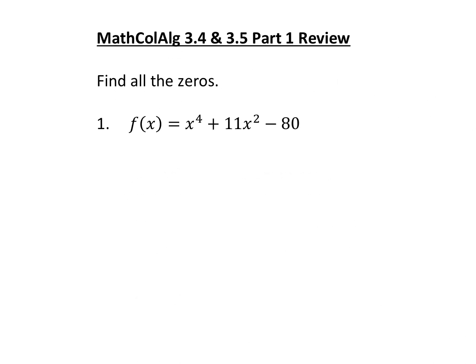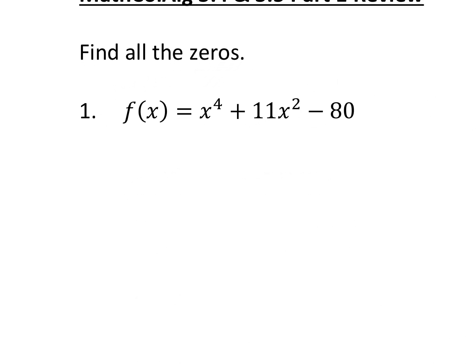Let's start with number 1. So with number 1, we want to factor. What are 2 factors of negative 80 that add to 11? 8 and 10? No. 16 and negative 5.